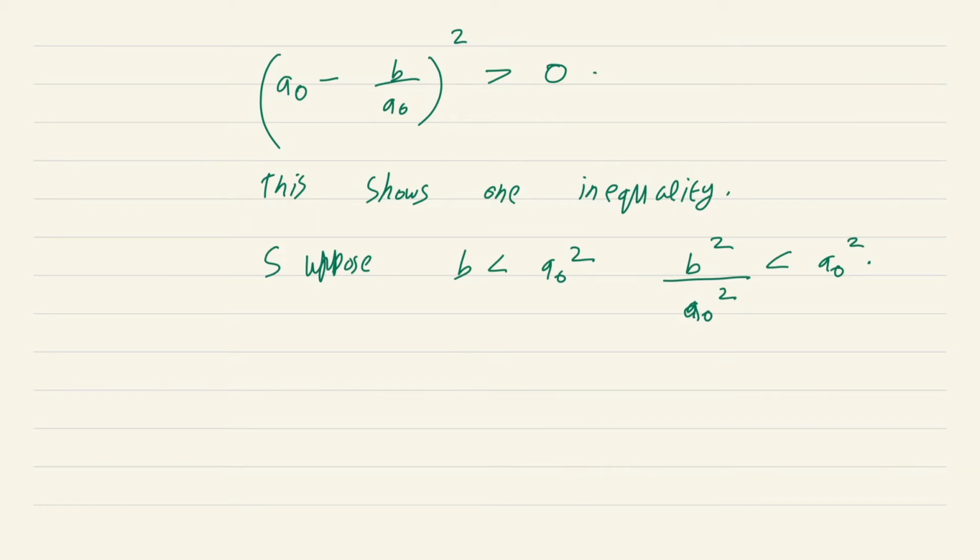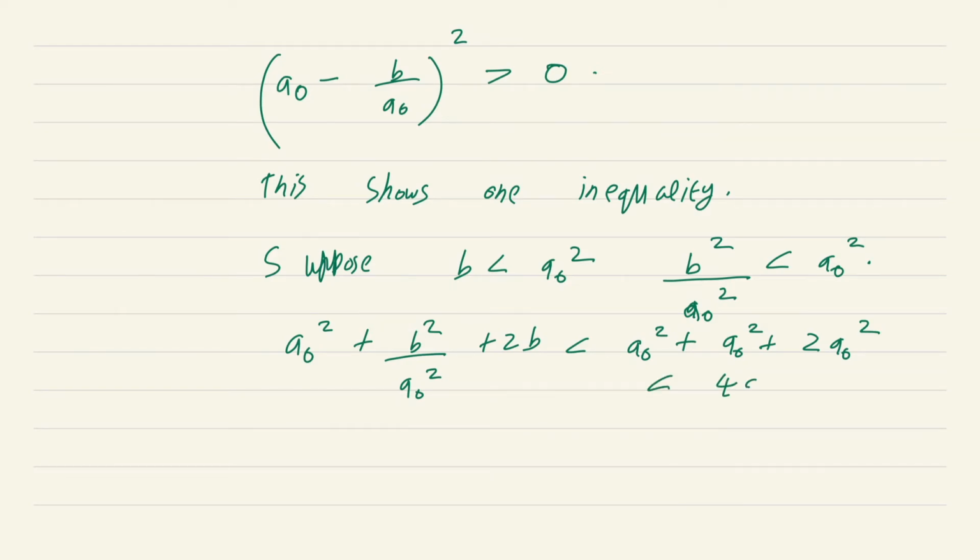Okay. So this just means that a naught squared plus b squared by a naught squared plus 2b, this is just the middle term multiplied by 4, is less than a naught squared plus a naught squared plus 2a naught squared. I have just used repeatedly the fact that b is less than a naught squared and b squared by a naught squared is less than a naught squared, and this is less than 4a naught squared as required.